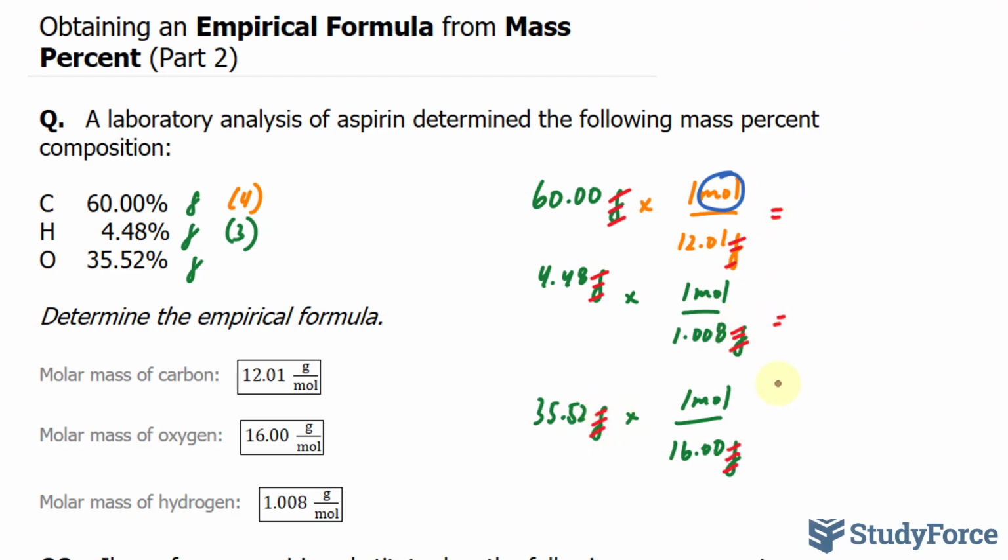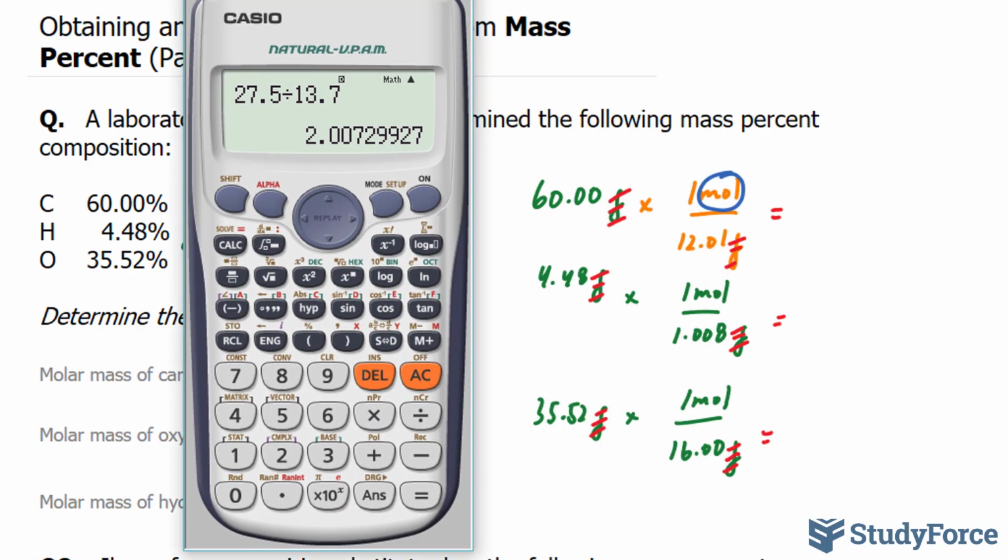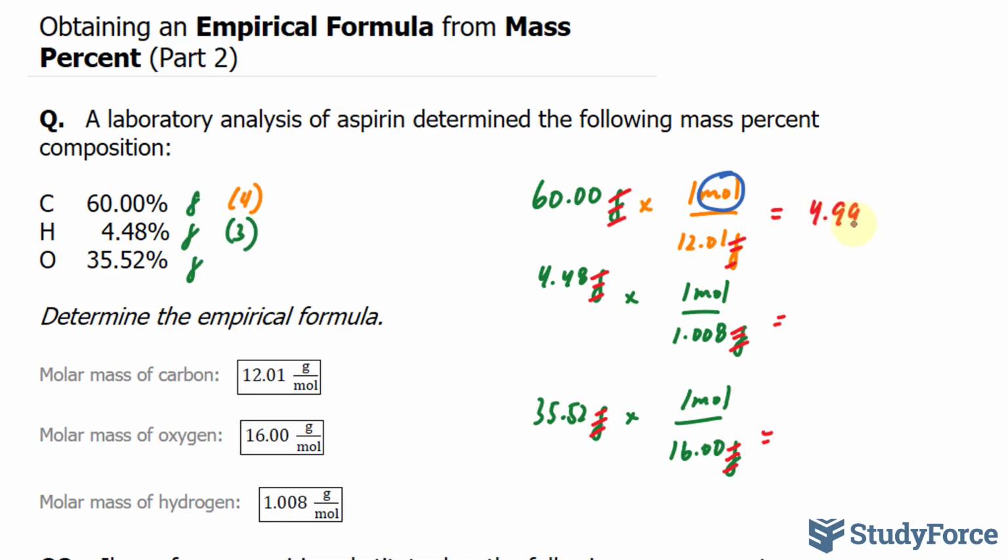With that done, let's find out what these numbers are, and I'll use my calculator. I'll start with 60 divided by 12.01, and this gives me 4.996. I'll stop at 4 significant figures. 4.99, and this 5 goes up to 6. And this is in moles.